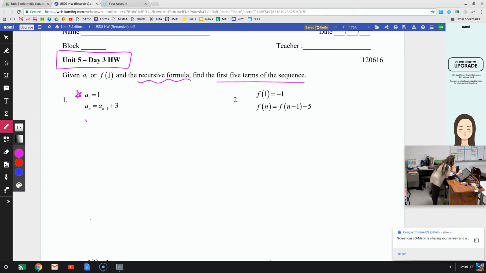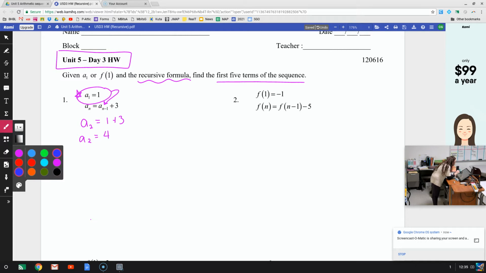If I want to find a sub 2, I'm going to take my a sub 1 value and plug it in. So now I have 1 plus 3, so my a sub 2 value is 4. If I want my a sub 3 value, I'm going to take my 4 and plug it in. Now I have 4 plus 3, so my a sub 3 is 7. If I want my a sub 4, I take my 7, I plug it in. 7 plus 3, a sub 4 is going to give me 10.